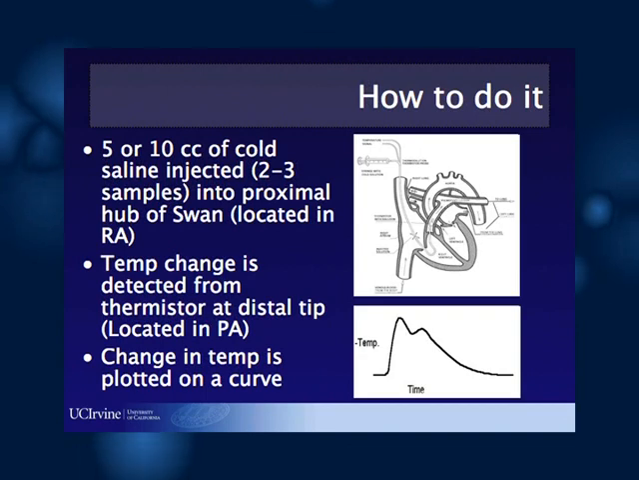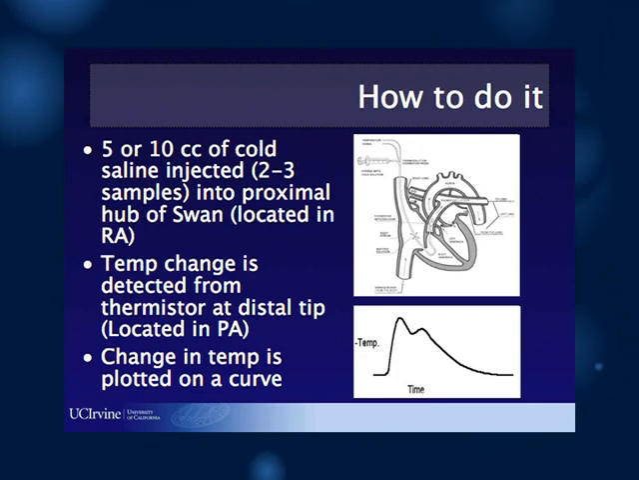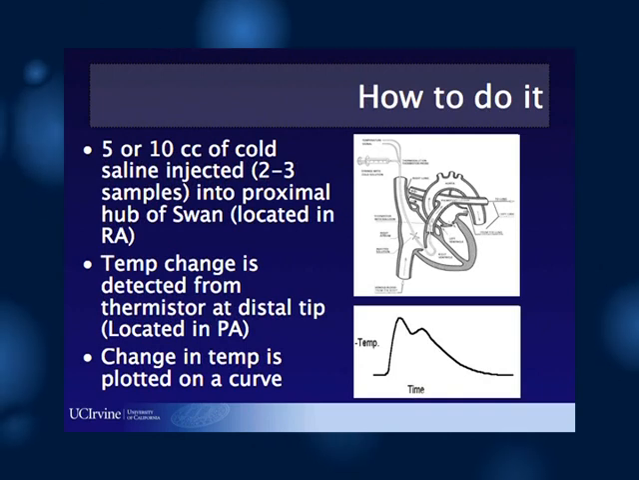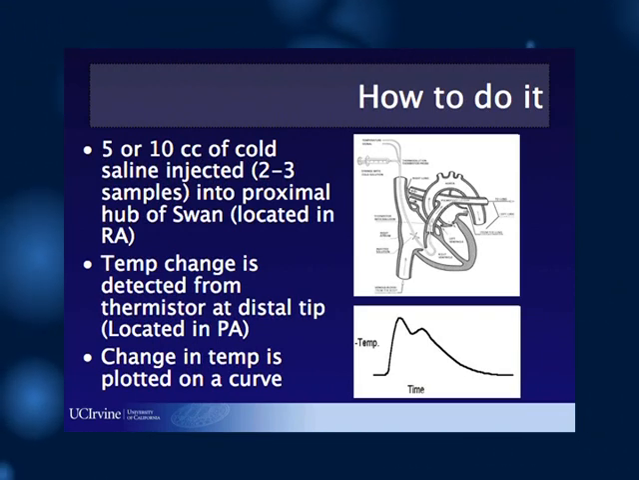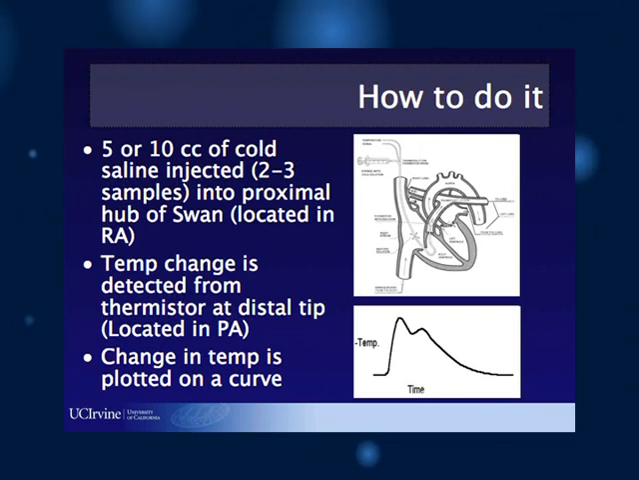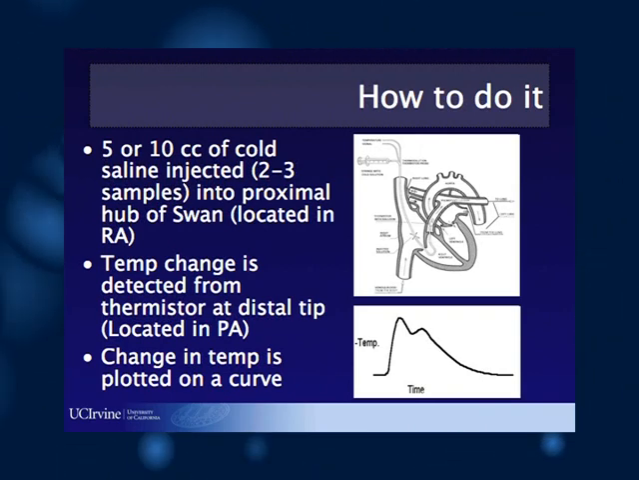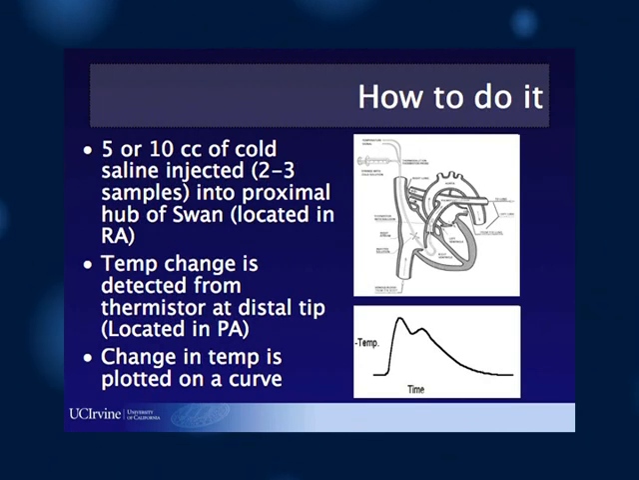What's the method for measuring thermodilution cardiac output? How do we do this? Well, it's a fairly straightforward method. We use 5 or 10 cc's of cold saline, or we could use room temperature saline. We usually make the injection on 2 or 3 separate occasions and average the values. We inject the cold indicator solution into the proximal hub of the pulmonary artery catheter. This is the right atrial port.